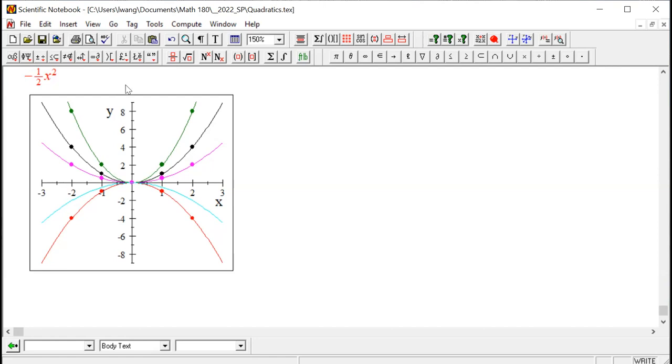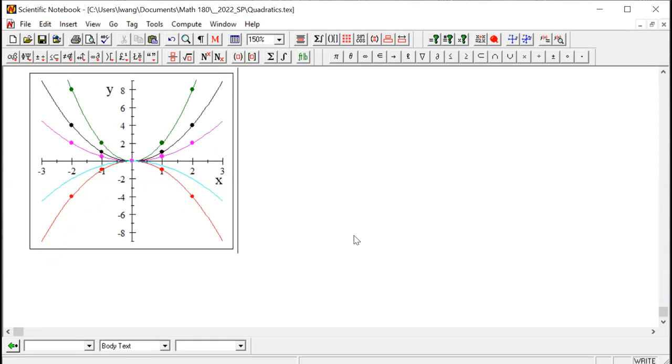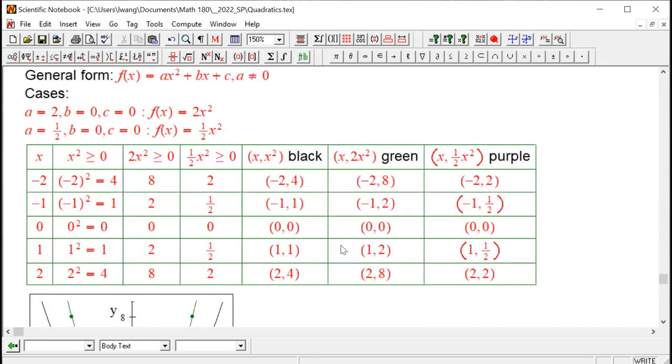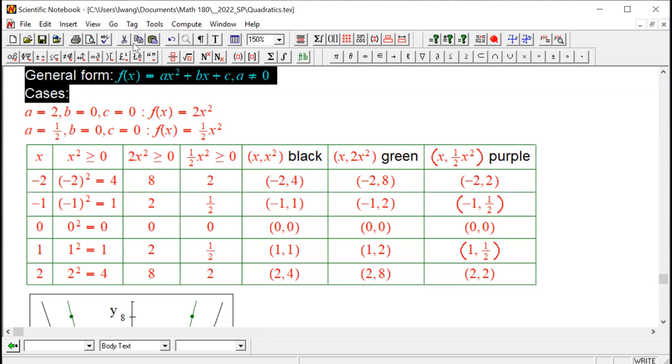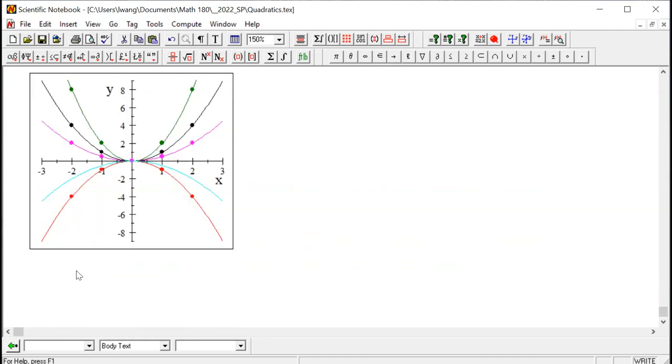The next thing we're going to do is observe the functions shifting. Horizontal shift and vertical shift. So let's look at a couple of functions. Let's look at a vertical shift. Vertical shift as a function, right? If we look at the cases of the general form, let's look at some vertical shift.